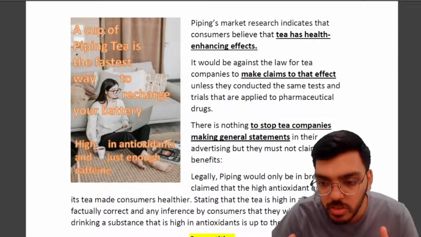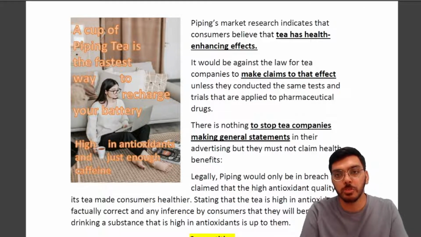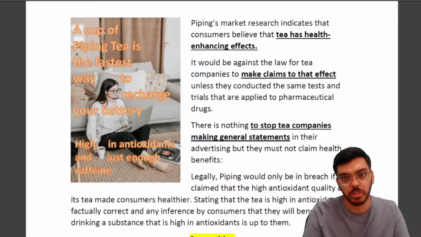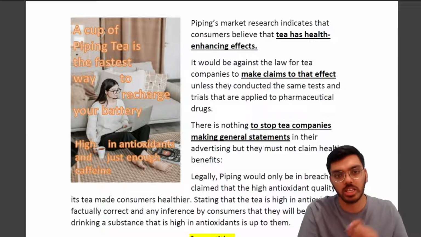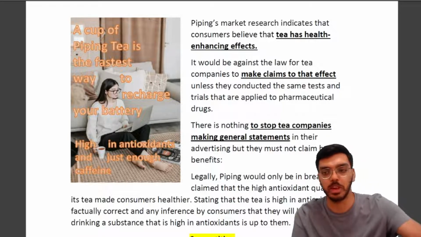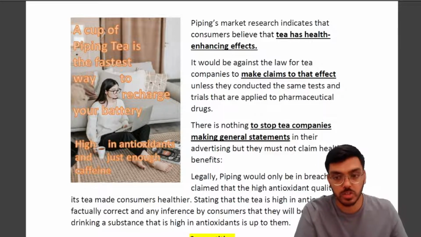After that, Piping has done some market research which indicates that the consumers believe that tea has health enhancing effects. It would be against the law for tea companies to make claims to that effect unless they conducted the same tests and trials that are applied to pharmaceutical drugs. So you cannot claim, or any disclaimer that you put in your products cannot say that this will be a health benefit, this will be another health benefit, if you have not run strict trials which are proven.